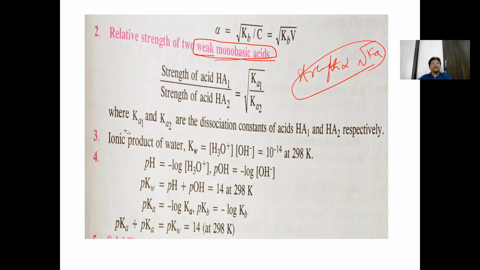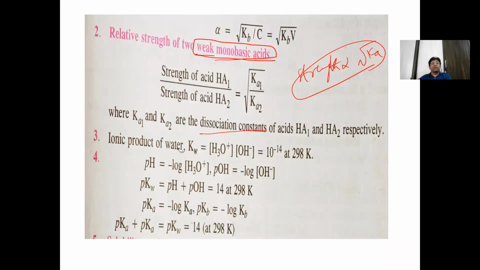Next, Ka1, Ka2 are dissociation constants, otherwise ionization constants, of first acid and second acid respectively. And the next concept is the ionic product of water. For bases, the same formula applies. Strength of base 1 by strength of base 2 is equal to under root Kb1 by Kb2.